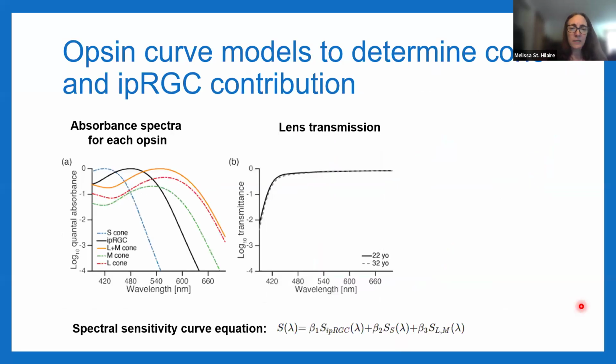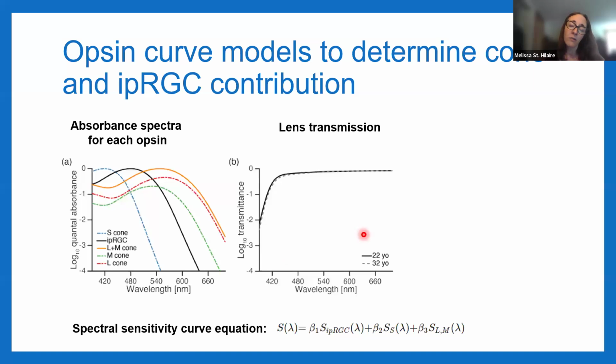So something that we did, similar to what Brown and colleagues did in their fits to the 30 and 90-minute light exposures, is we wanted to understand what the contributions of the different cone and IPRGC/melanopsin systems are to these responses. And so what we did is we took the absorbance spectra for each opsin, which I've plotted here. We also applied a correction for lens transmission.